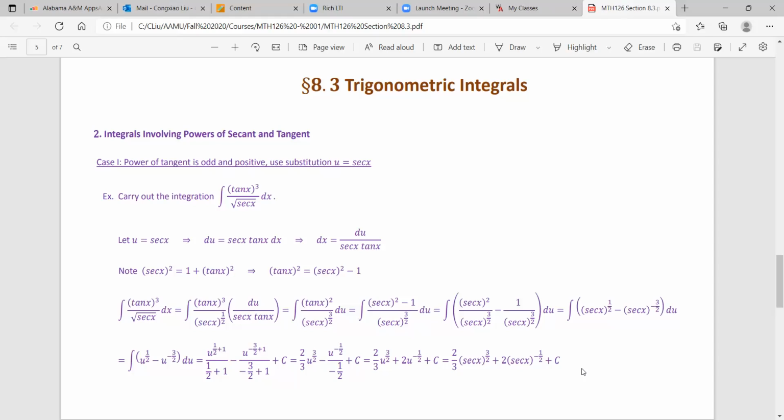It's not especially difficult if you do it step by step. Any questions about this example? If not, then we go to the next page. Okay, so that's case 1: power of tangent is odd and positive.